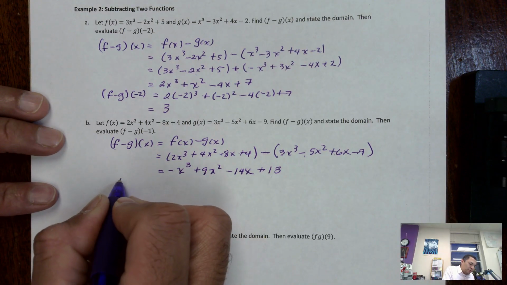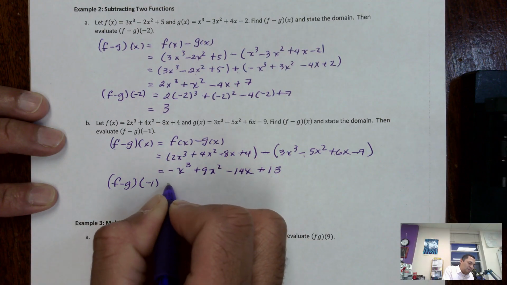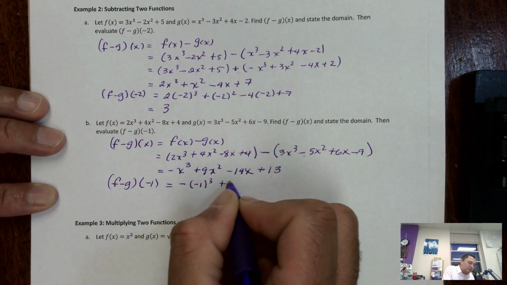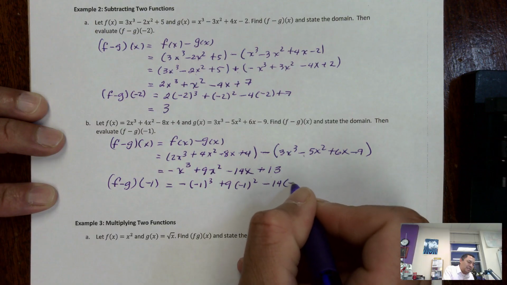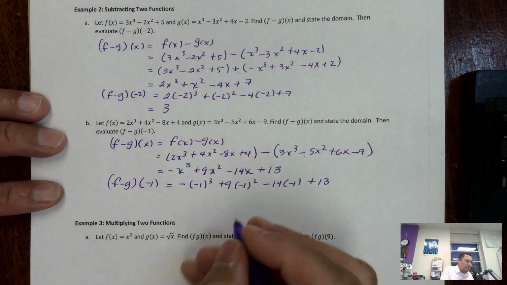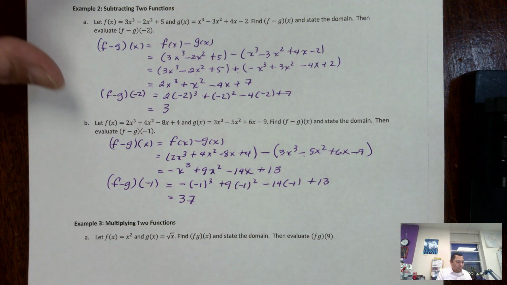Now I'm going to do f minus g of negative 1, which is equal to negative 1 to the third power plus 9 times negative 1 to the second power minus 14 times negative 1 plus 13. Plugging that into the calculator, I get 37.